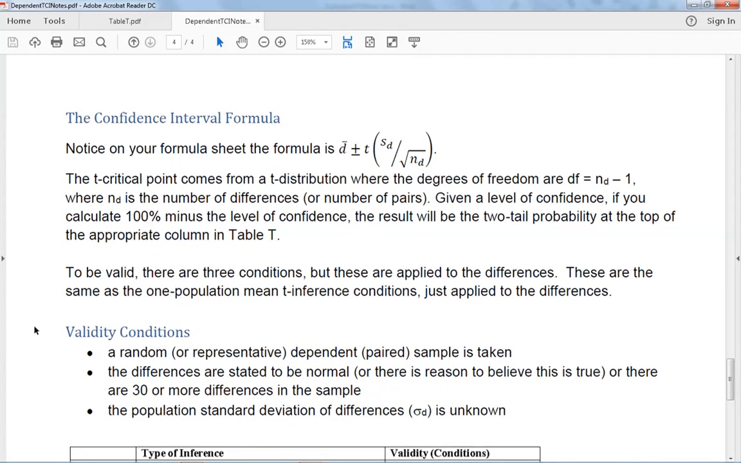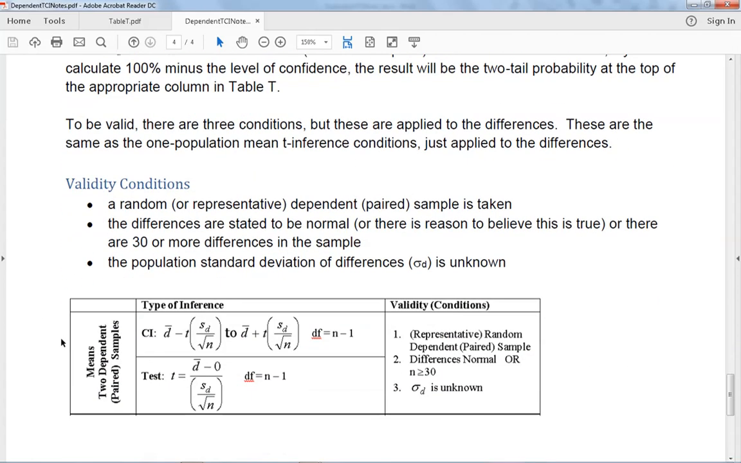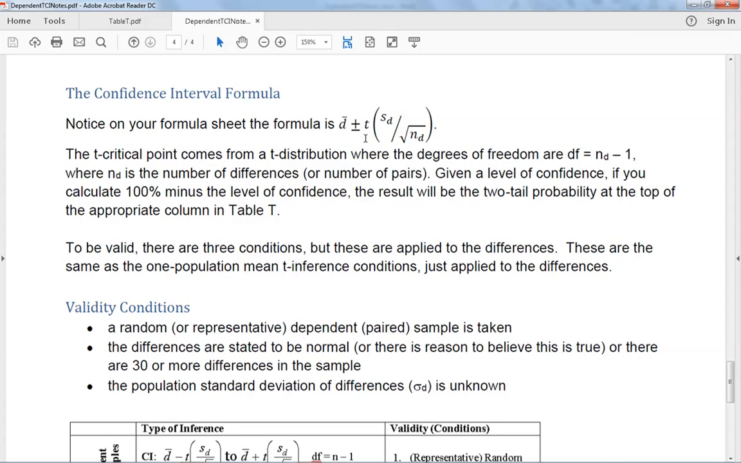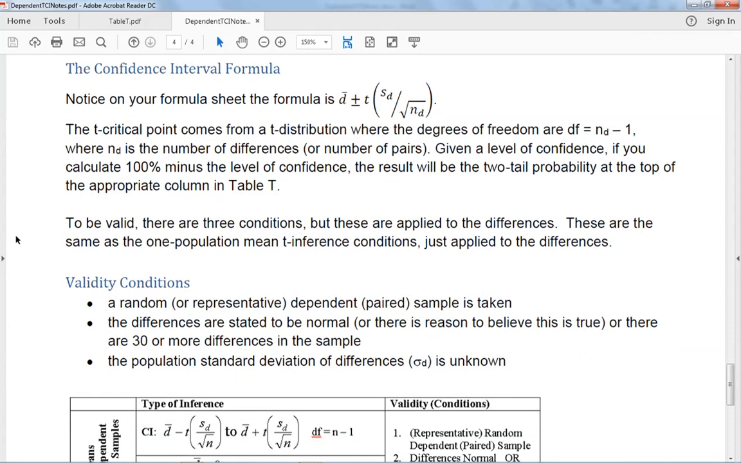So just to review, on your formula sheet, your confidence interval formula down here is d bar plus or minus the t critical point times s sub d over the square root of n sub d. The t critical point comes from a t distribution where the degrees of freedom is the number of differences minus 1. The level of confidence that you're given, you subtract that from 100%, then find that decimal equivalent number at the top of the column, and that's going to be the appropriate column to use in table T to find your critical point.